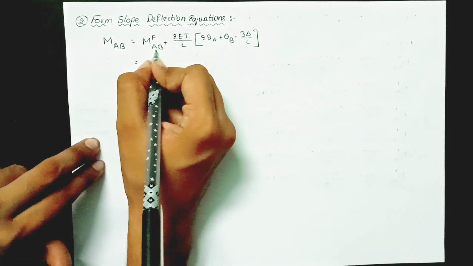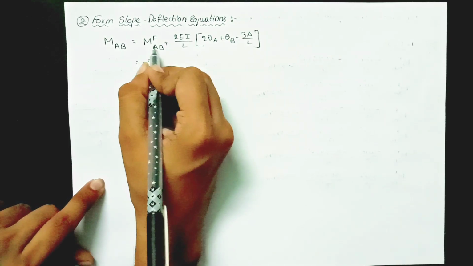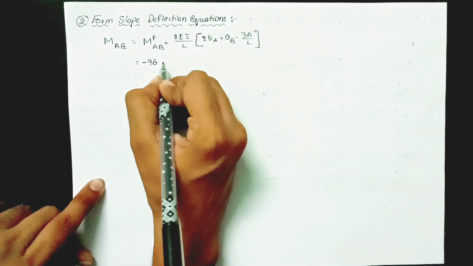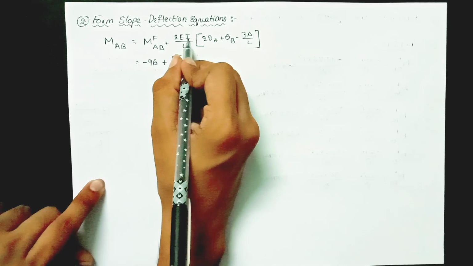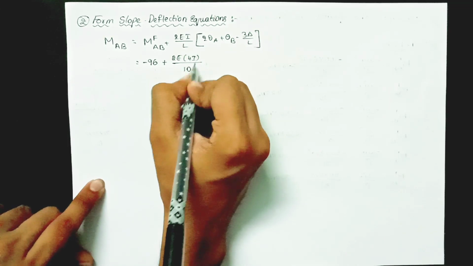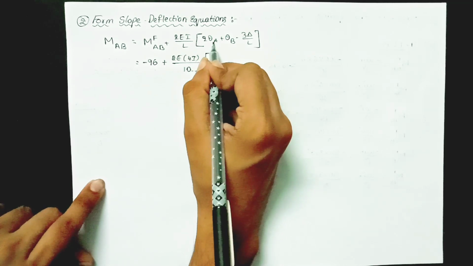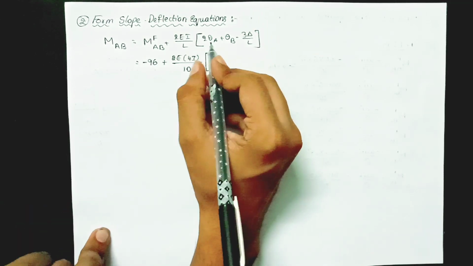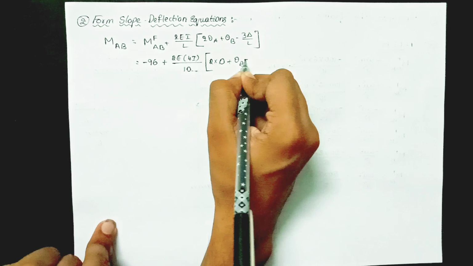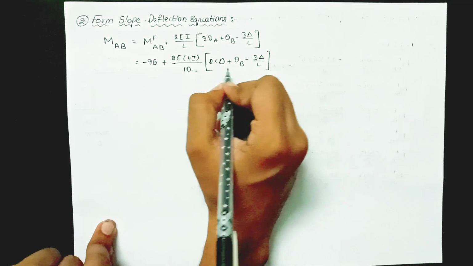So in MFAB, from step 1 we obtained MFAB as minus 96. This is the fixed end moment in member AB, which we calculated in step 1. It is obtained as minus 96 plus 2E. For the member AB, the I value is given as 4I and the length of member AB is 10. You can get these values from the diagram. And 2 into theta A. A has a fixed support, therefore the slope at A equals 0. So theta A equals 0, and theta B minus 3 delta by L. Since this is a sway frame, delta is not equal to 0.